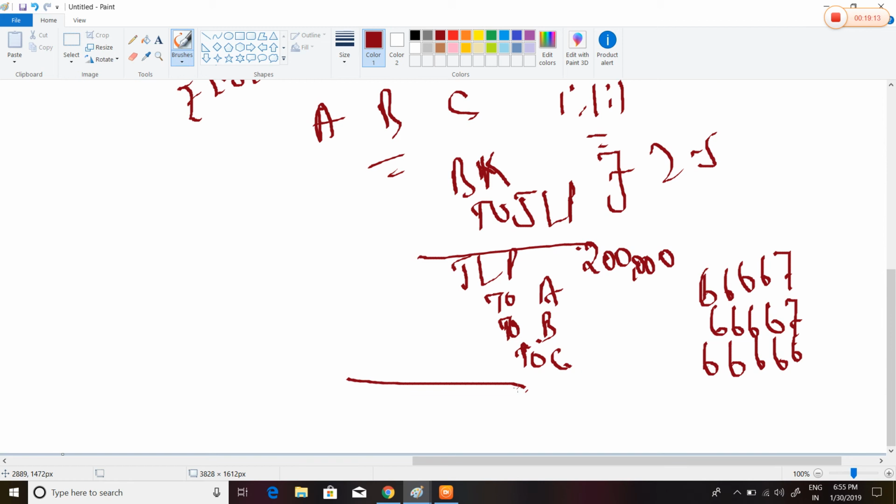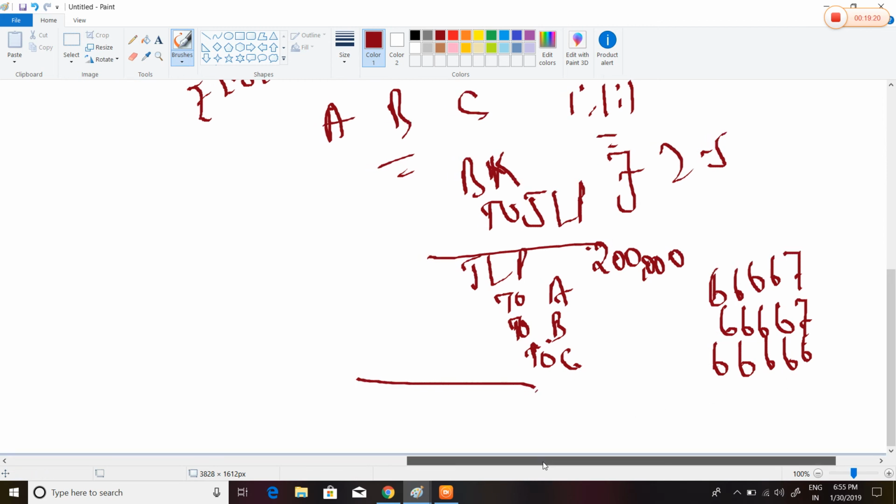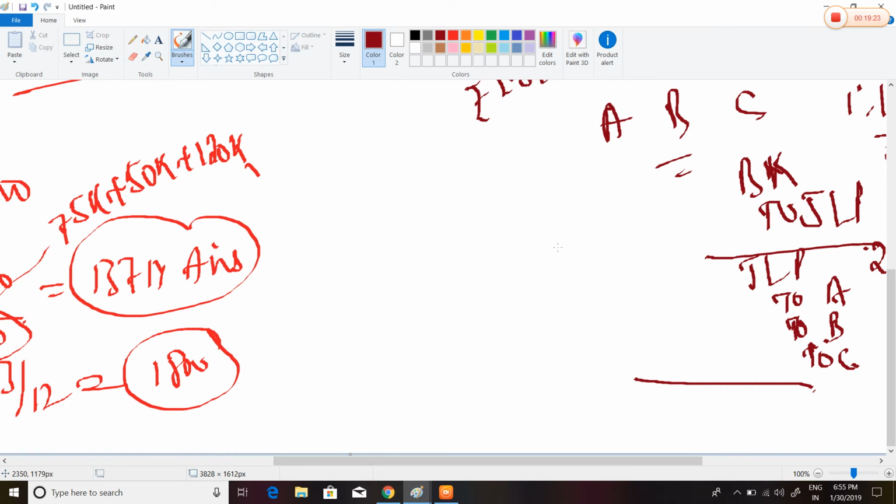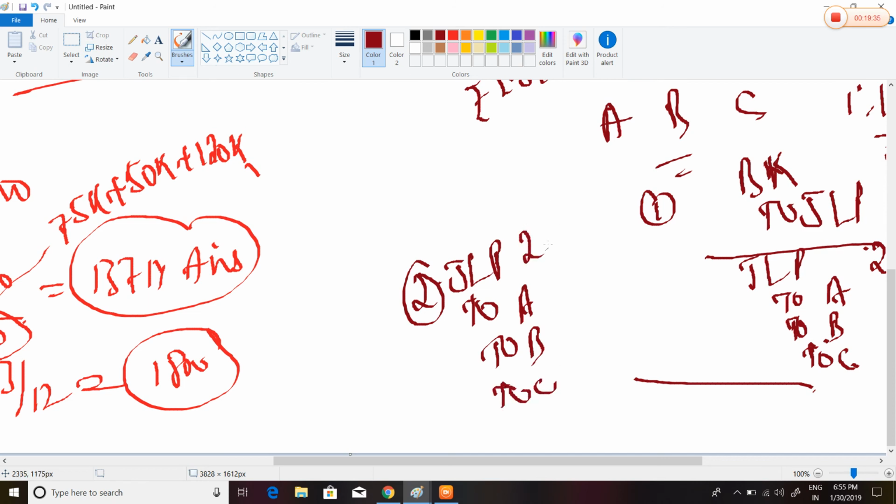Okay, but what if there is no JLP in the balance sheet? Then what would be the entry? The first entry remains the same. There would be a change in the second entry. Only the amount would be changed. JLP to A, to B, to C. It will come to 2.5 lakh and will be distributed among all of them. Okay, this is the difference. If it is appearing in the balance sheet, then the difference amount would be adjusted here. But if no surrender value is appearing in the balance sheet, then no adjustment, no subtraction would be made.